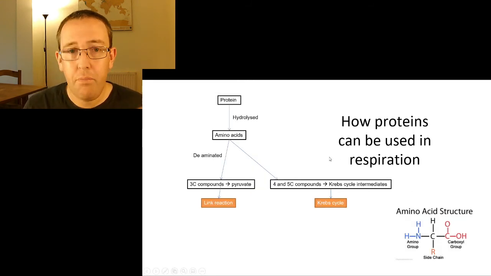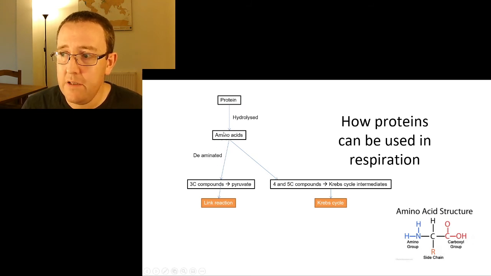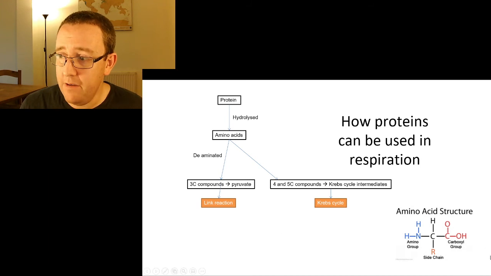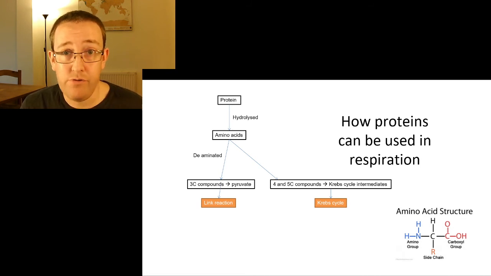Proteins, similar idea. Once you deaminate, once you take away the amino group, the bit that's ammonia, that gets turned into urea. That's in the thing called the ornithine cycle, which depending on your spec, you might cover, you might not. The rest of it is pretty much carbon, hydrogen, and oxygen. So really that's respiratory fuel.